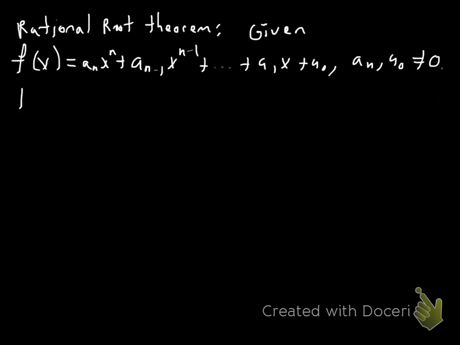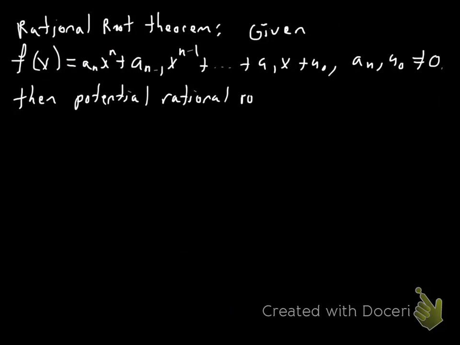And in order for this to work, the leading coefficient and the constant have to be not 0. Then potential rational roots. It doesn't mean they'll all work, or maybe not any of them will work, but it gives us somewhere to start.